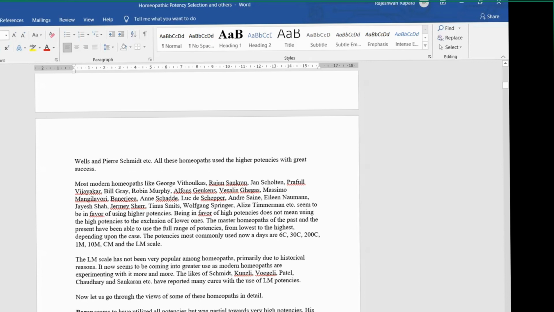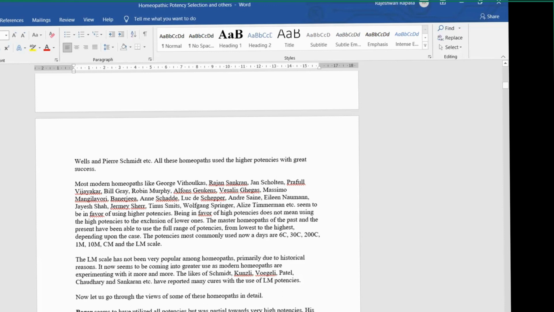Higher potencies doesn't mean using the higher potencies to the exclusion of the lower ones. It doesn't mean that they are not using lower potencies, but they are in favor of higher potencies because, according to the similia, if you study the case well and your totality of symptoms is accurate, the characteristic symptoms are matching, then higher potencies can be given, and it cures fast.